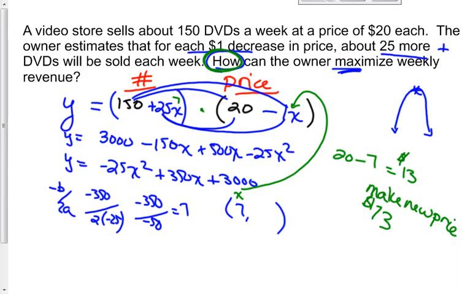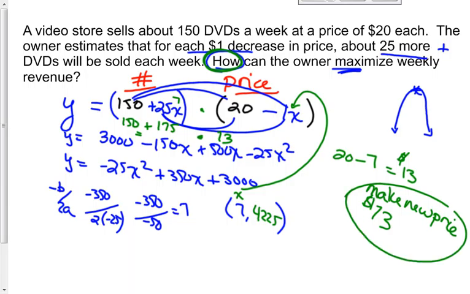Plug a 7 in, 150 plus 25 times 7. 150 plus 175, you'll get your answer here. Plug that in, see what you get. And then multiply that by 13. And you should come up with your maximum number, 42.25. So if the question asks you what is his maximum revenue, you'd say 42.25. If it asks you how will he get there, by charging $13 for each DVD. All right, so there's your introduction to standard form and how you can use word problems with standard form.